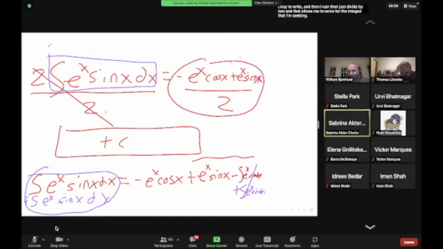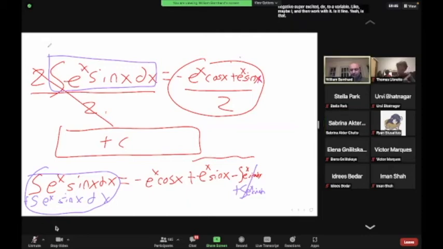Questions? Yeah. So if I assign the first equation, like e to the power x sine x dx, to a variable, like maybe I, and then work with it, is it fine? Yeah, if that helps you through, yes, you can do that. Sure. Thank you. Absolutely.